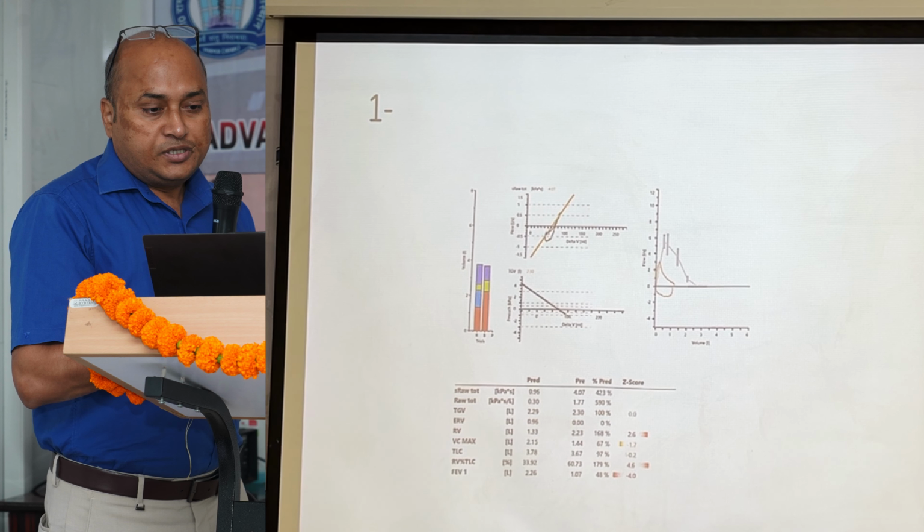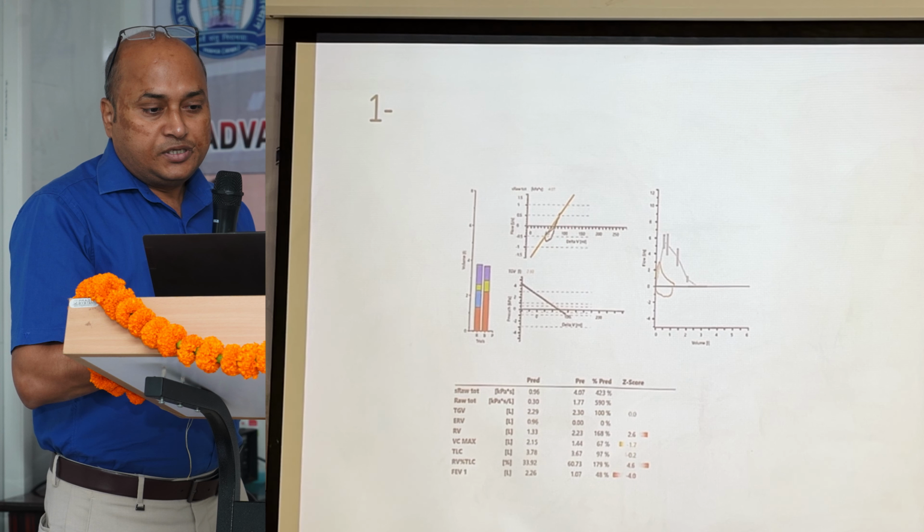There are a few curves. See the curve. This curve is open here and the direction is clockwise. If we see the parameters here, this is the resistance, specific airway resistance and airway resistance. The predicted is less than 1 liter, but it is 4 liters pre. The value is significantly high. It is 400%.